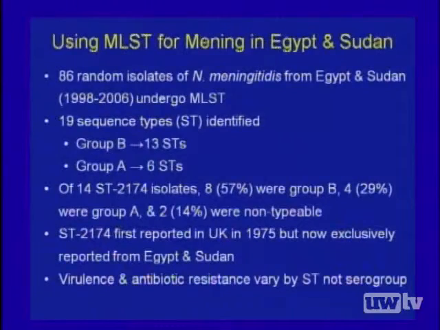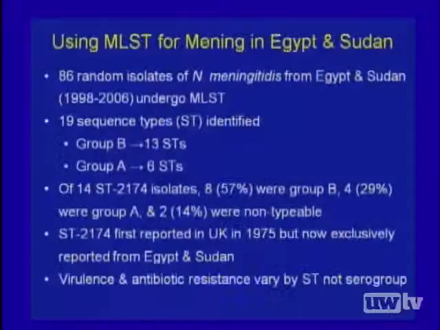of a B coat. More recently, we've been able to use MLEE's replacement, multi-locus sequence typing, also for meningitis in Egypt and Sudan. What we did is we randomly chose 86 CSF isolates of N. meningitidis from Egypt and Sudan that had been collected in 1998 through 2006, and they all underwent MLST. In those 86, we identified 19 different sequence types. Not surprising, given that MLST is more sensitive to genomic changes than MLEE.